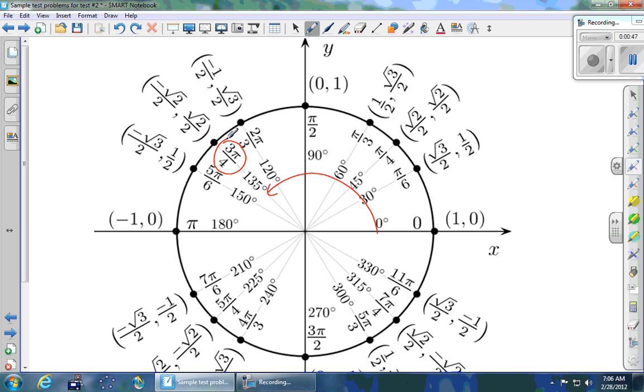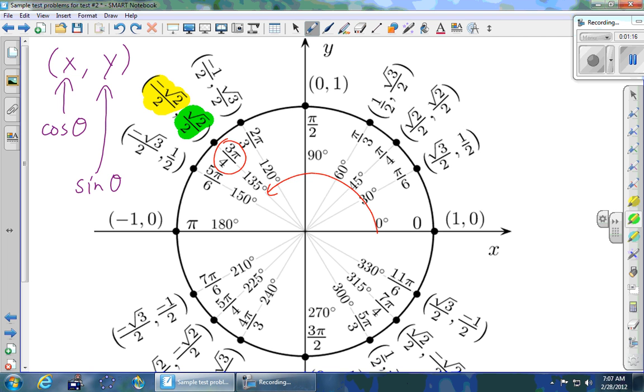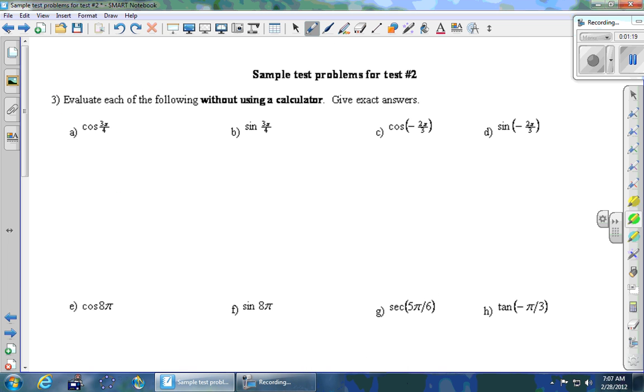So 3 pi over 4, and we've got these two numbers. The only other fact that you need to answer this question is that when you're looking at an x and a y on our unit circle, the x is the cosine of the angle, and the y is the sine of the angle. So if I'm interested in the cosine of this particular angle, the cosine is the x. So the cosine in this case is negative root 2 over 2, and the sine value is the y, positive root 2 over 2. Those are my two answers for A and B. So cosine of 3 pi over 4 is negative root 2 over 2, and sine of 3 pi over 4 is positive root 2 over 2.